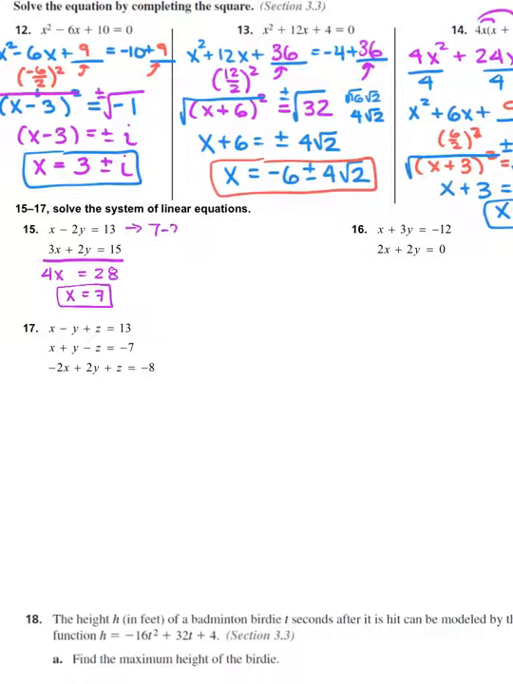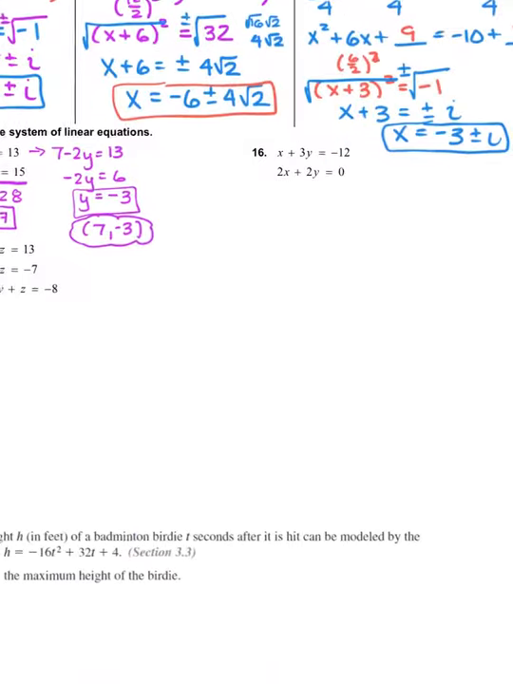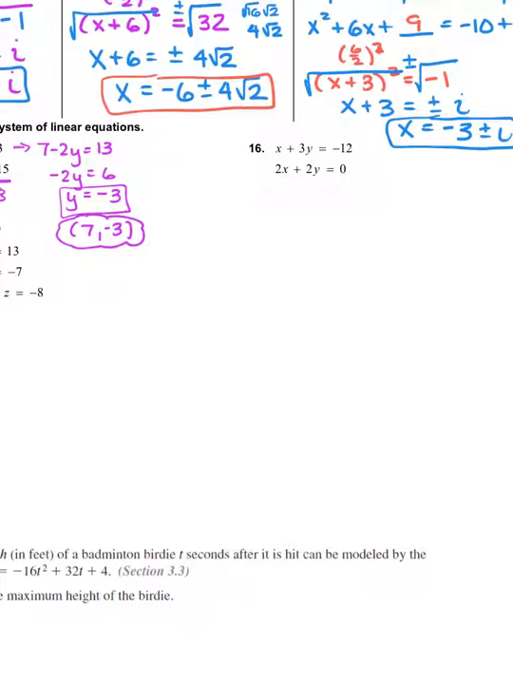So 7 minus 2y equals 13. So negative 2y equals 6. Y will be negative 3. And you write your final answer as an ordered pair. So 7 comma negative 3 is really what we want. All right. Now they aren't always so easy and set up how we would like.